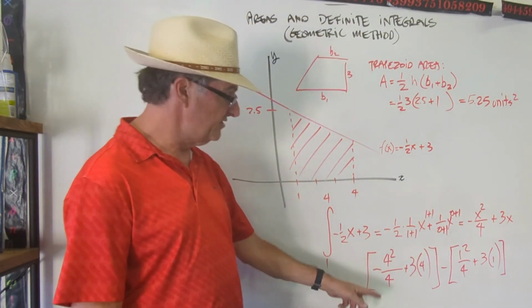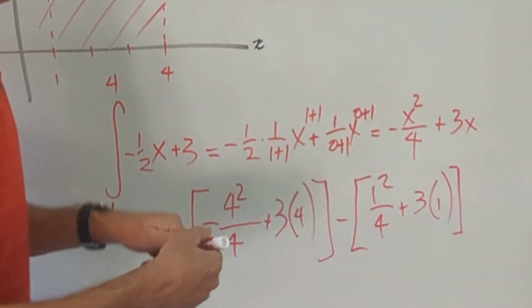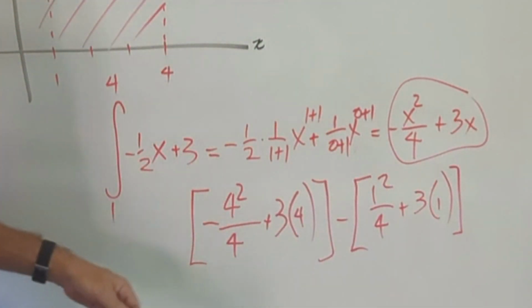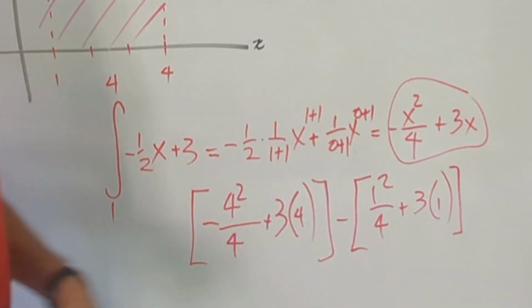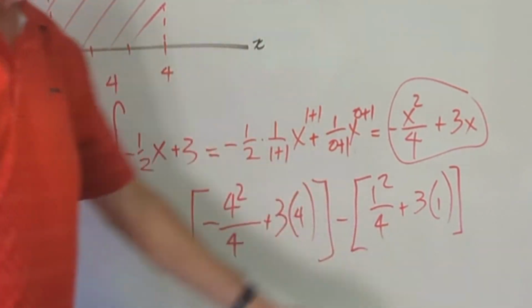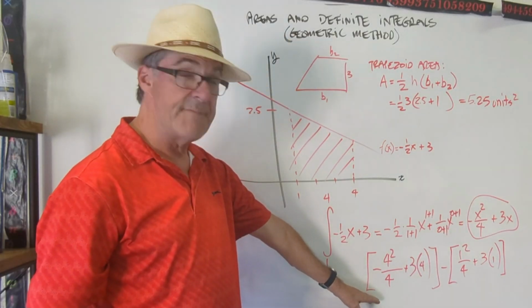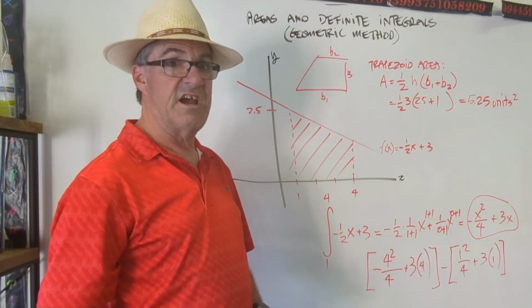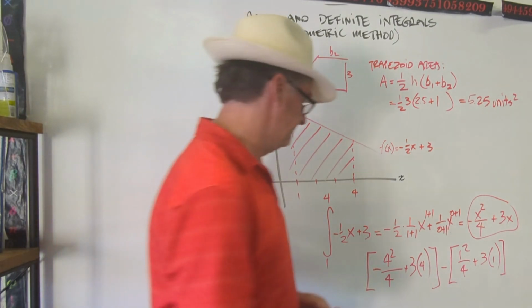So here's my plug-in step. I'm using this function right there, and this first square bracket is plugging 4 in, and the second square bracket is plugging 1 in. So take a look at that, see if that makes sense to you, and then if it does, finish that calc and see what you get.